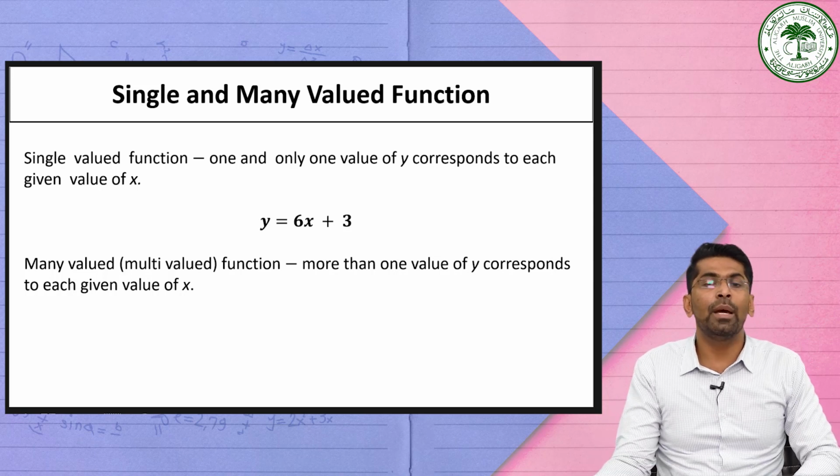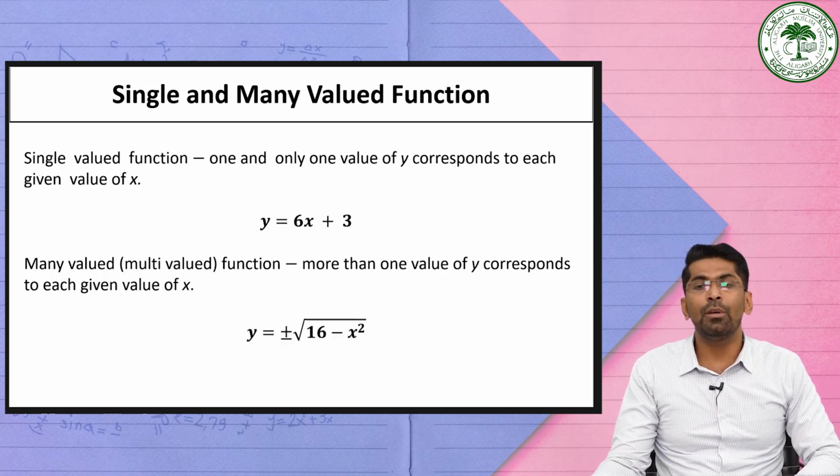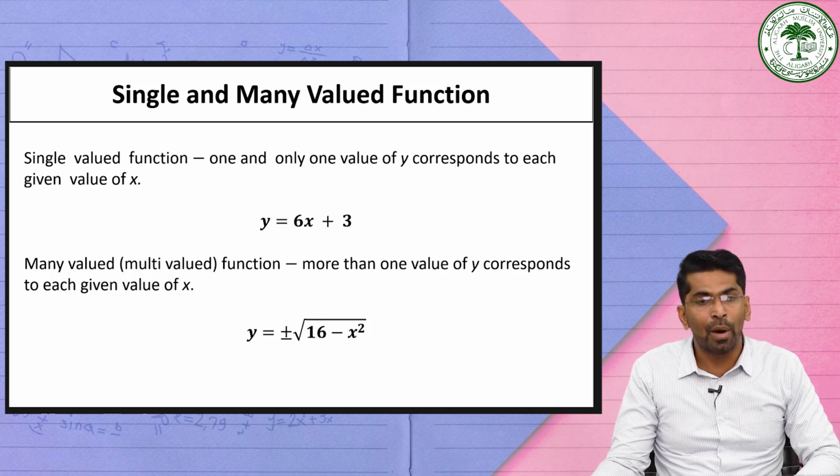This can be understood by using an example. y is equal to plus or minus under root 16 minus x square. Here we will be getting two different values for y when we assign any value for the independent variable x. That means for each value of x, there are two corresponding values of y, one positive value and one negative value.